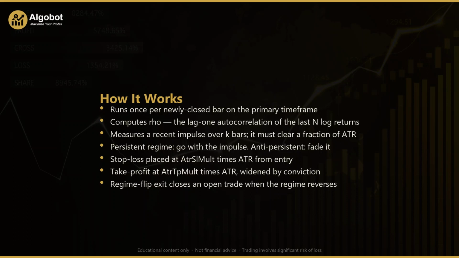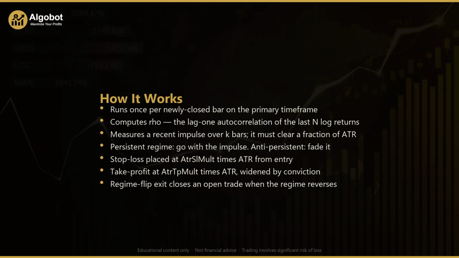When a trade is opened, risk is defined immediately. The stop loss is placed at a fixed ATR multiple away from entry, 2 times ATR by default. The take profit is conviction scaled. It starts at 3 times ATR and grows with the strength of the correlation reading, so a higher confidence regime aims for a proportionally larger target. Stronger conviction, wider target.